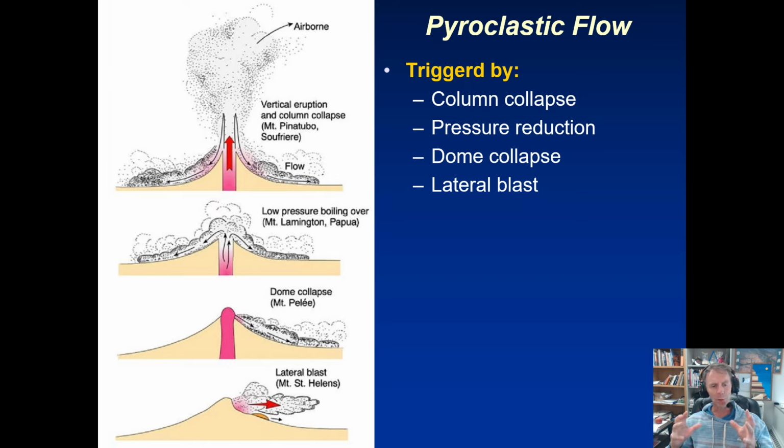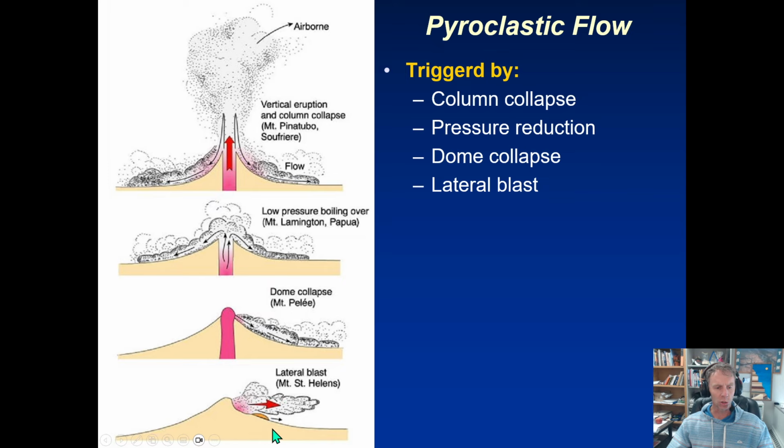At some point it becomes oversteepened, part of the dome collapses, and that can trigger a pyroclastic flow in that direction down one side. And in parentheses here we have historic eruptions where we've seen exactly that type of behavior produce pyroclastic flows. And then the last one here is a lateral blast, which we saw in the 1980 eruption of Mount St. Helens.